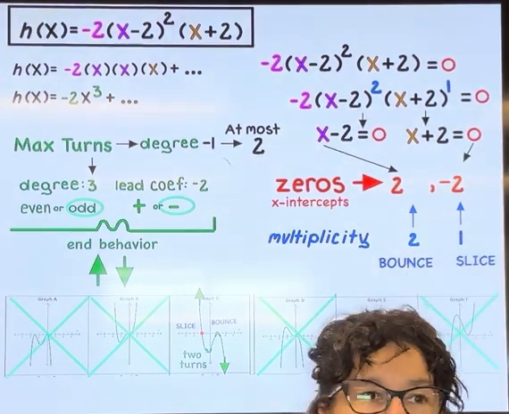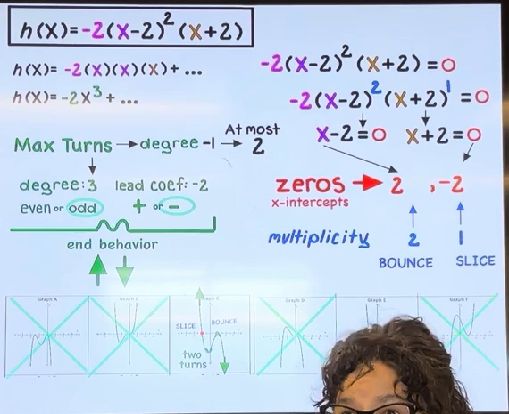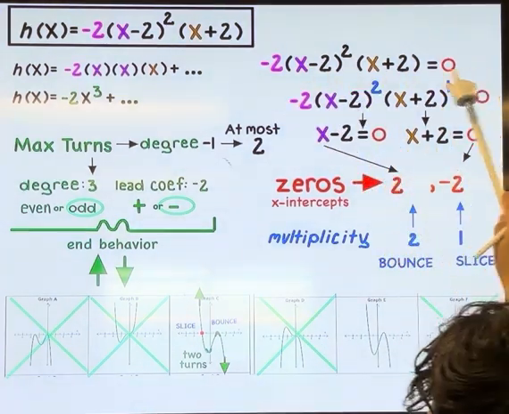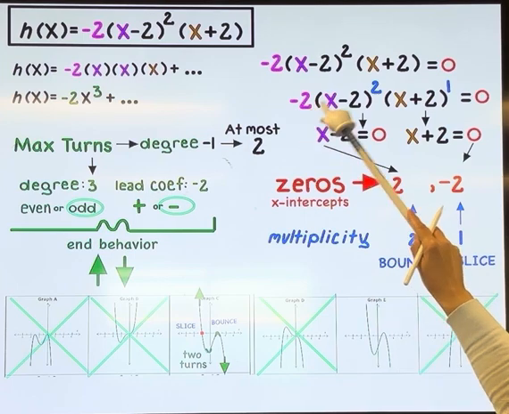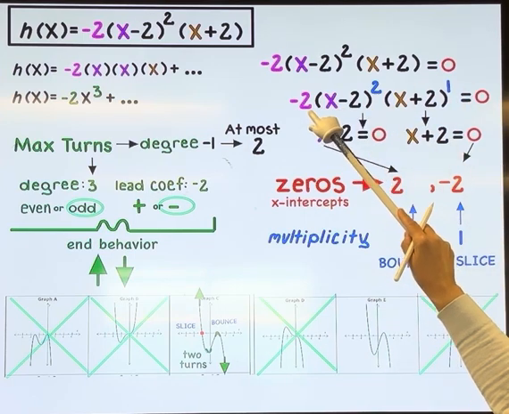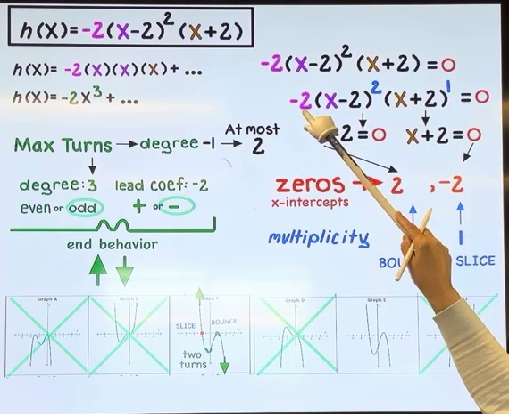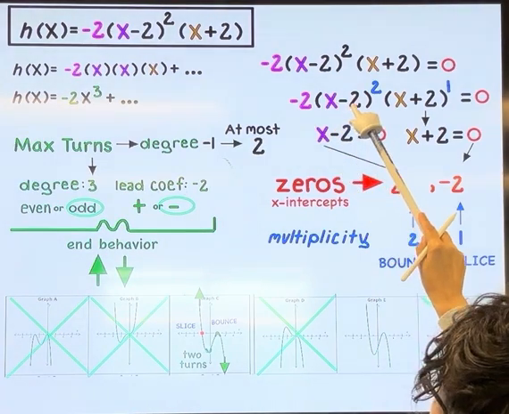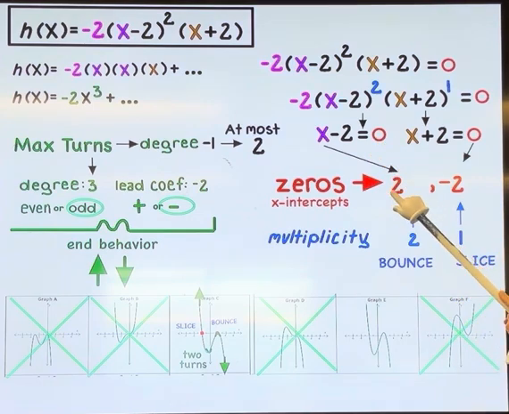This one's a little bit easier for the x-intercepts because it's already factored for me. So since it's already factored, I'm technically setting each factor equal to 0. If you set -2 equal to 0, that's nonsense. -2 is never 0. x - 2 equals 0 leads me to 2. And x + 2 equal to 0 leads me to -2. I have x-intercepts at both 2 and -2.